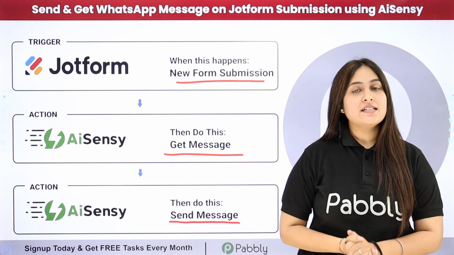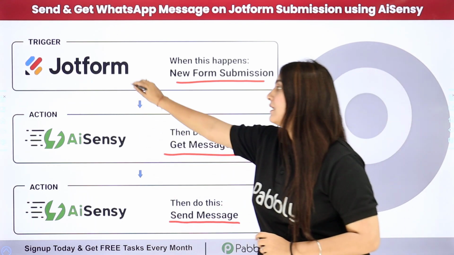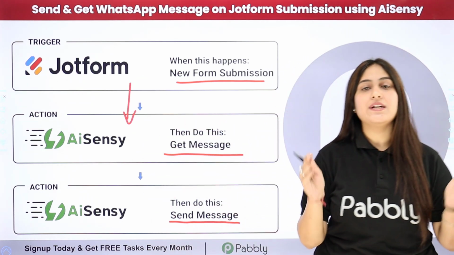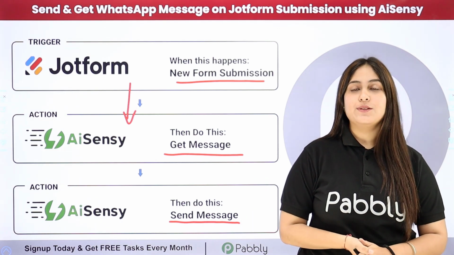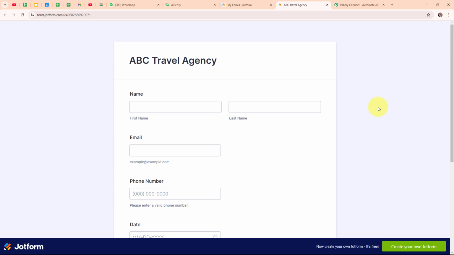So here to automate this entire process, I need to connect these applications using an automation software named as Pabbly Connect. So to learn this process step by step, let me take you to my screen. Welcome to my screen. So as I've already mentioned in my introduction that I manage a travel agency and I use Jotform for trip inquiries and booking, as fast and clear communication with clients is crucial.